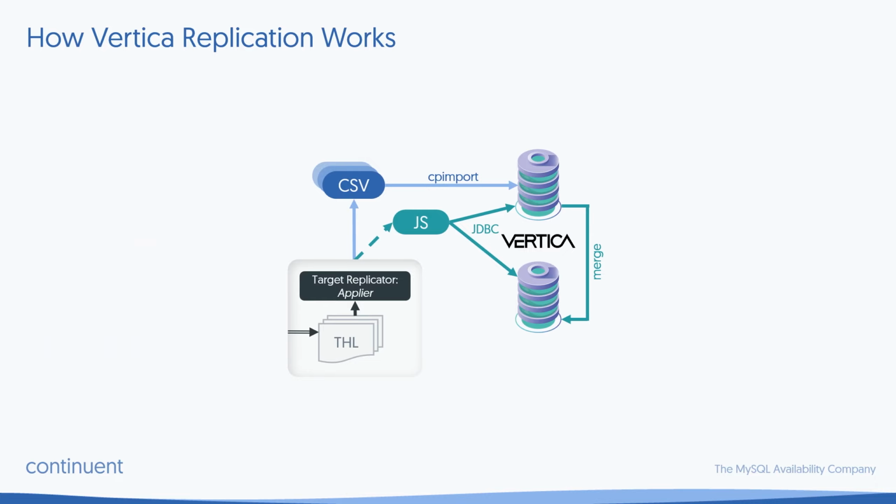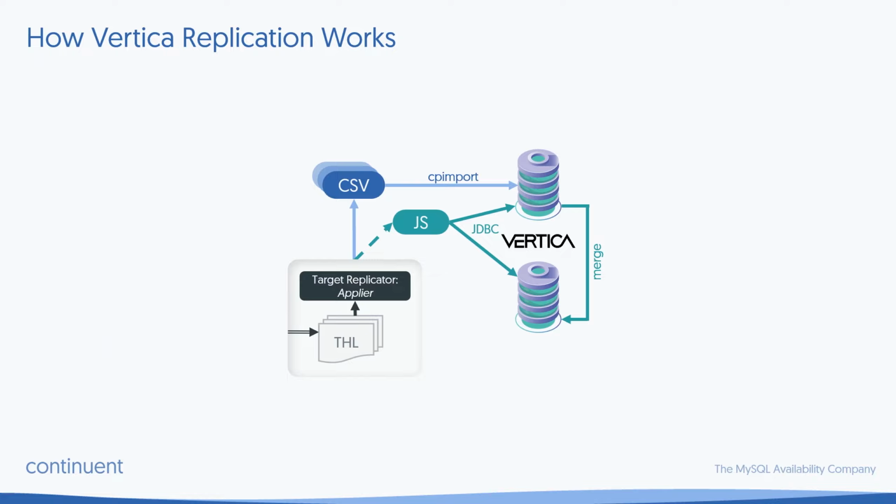For Vertica, exactly the same process applies. The applier writes that THL into CSV files. It is then imported into Vertica using the cpimport. We then have a JavaScript process which works via the JDBC protocols to load the CSV data from the staging tables and merge it into the base table. Exactly the same process as we looked at previously with the Hadoop materialization.